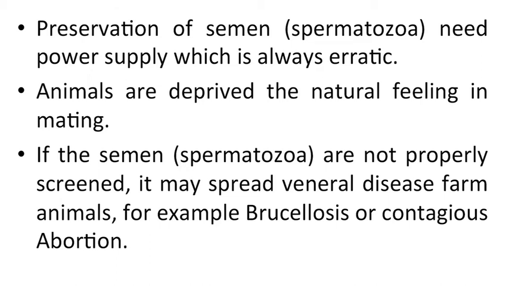3, preservation of semen or spermatozoa needs power supply, which is always erratic. 4, animals are deprived of the natural feeling in mating. 5, if the semen or spermatozoa are not properly screened, it may spread venereal diseases in farm animals. For example, brucellosis or contagious abortion, which is a disease that is mostly transferred during sexual intercourse.